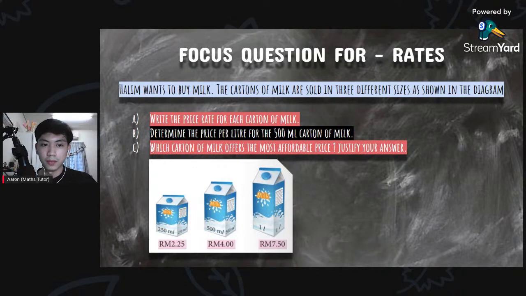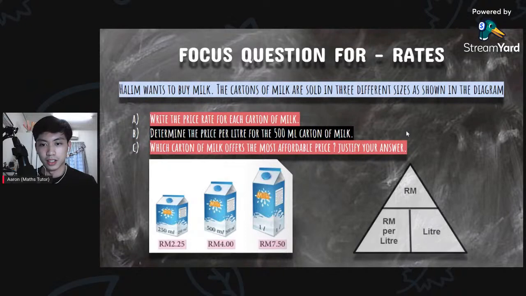And then C, which carton of milk offers the most affordable price? Justify your answer. Which milk is the one worth buying? Which one is the most affordable price? So later we'll calculate which one is the most affordable one.